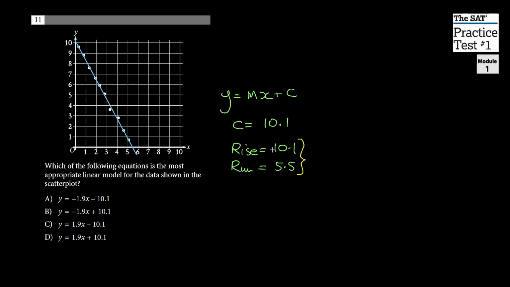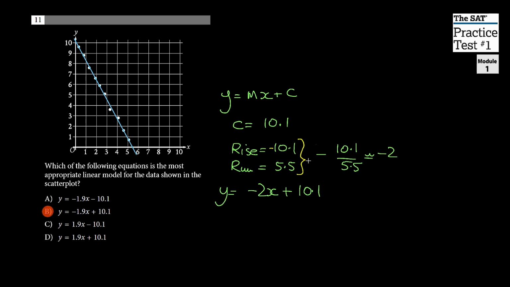Now the gradient is going to be negative. So you either say this guy is negative or just say it's negative. The answer is going to be negative. So this is negative 10.1 over 5.5, which is approximately equal to negative 2. They've got an answer of 1.9 here. So our equation is y is equal to negative 2x, I'm going to stick with my values, plus 10.1. And the option which most closely matches our answer is option B.